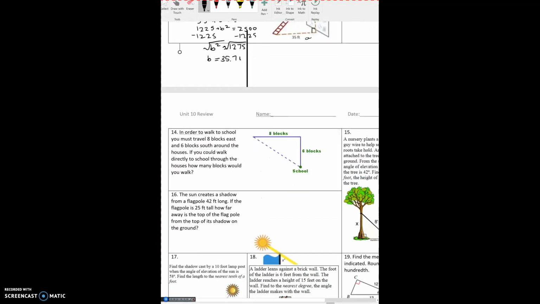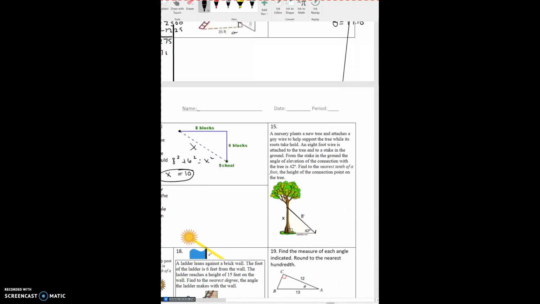Number 14, in order to walk to school, you must travel 8 blocks east and 6 blocks south around the houses. If you could walk directly to school from your house, how many blocks would you walk? This is now x, and we have another Pythagorean theorem. 8 squared plus 6 squared equals x squared. Solve it out, and x equals 10.